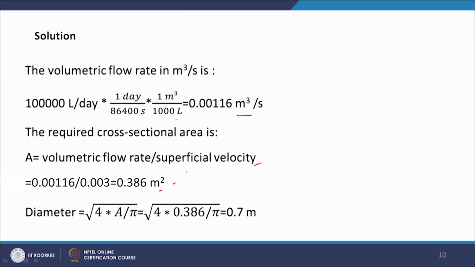If it is the cross sectional area, then what will be the diameter? Again, cross sectional area A equal to pi d square by 4. So, d equal to root of 4 into A by pi. So, this formula we are getting. Here we put the value of 4 into A, and divide by pi. By solving this expression, diameter equal to 0.7 meter. So, diameter we are getting. Now, we have to determine the height also.